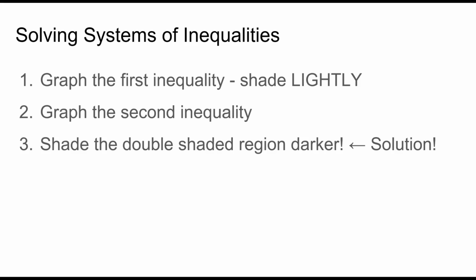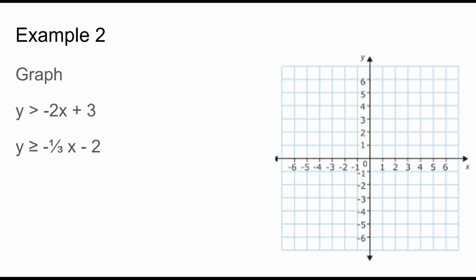Graph the entire first inequality first. Shade lightly. You don't want to shade too dark because then you won't be able to see the second color on top. If you have colored pencils, a great way to learn this is to use two different colors. And then graph the second inequality, shade the double shaded region a little bit darker, and that's your solution. If you have graph paper, that is helpful for this. So we're going to get started.